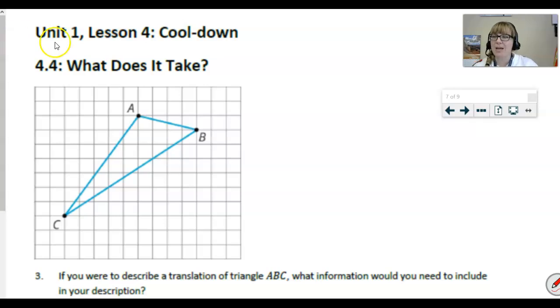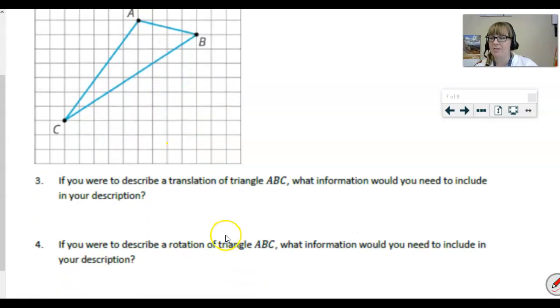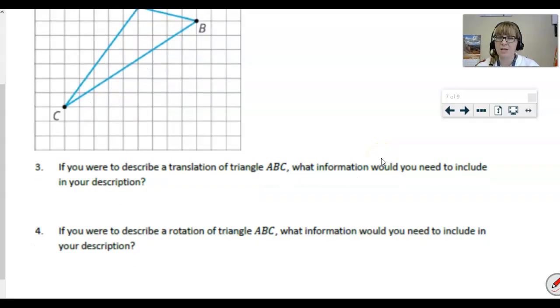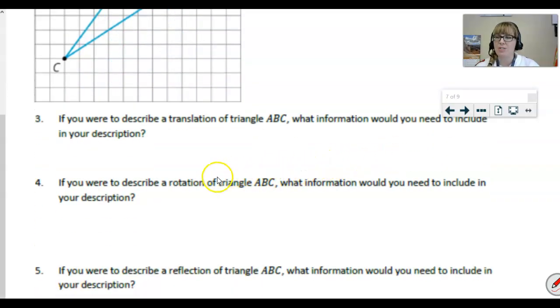What does it take? Here we have triangle ABC. It's just a random triangle. It almost doesn't even really matter for the problem. The questions that we have are, if we're going to describe a translation of this triangle, what information do you need to include in your description? Next question. If you were to describe a rotation of triangle ABC, if I want you to rotate this, what do you need to include? How do you need to describe that so that I rotate it correctly? Final question. If you were to describe a reflection of triangle ABC, what information do you need? How would you communicate that to me?